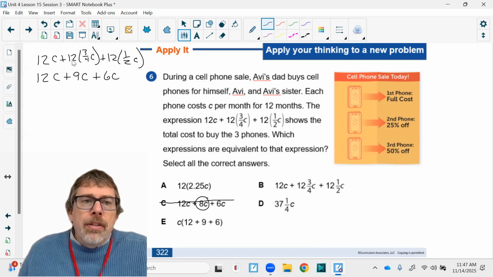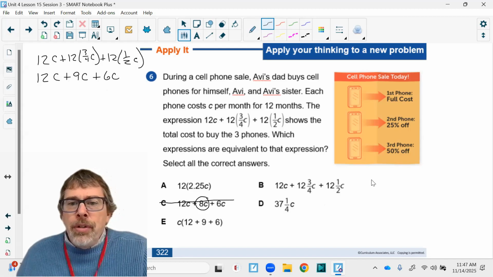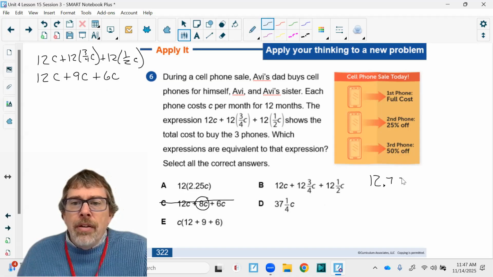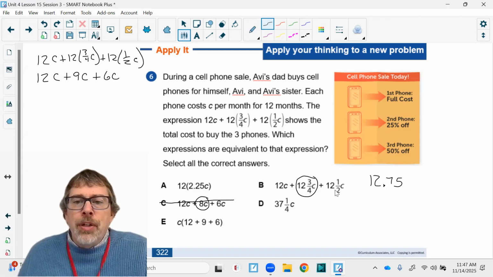Notice these parentheses. 12 times 3/4. So see this 12 and 3/4? If I put that as a decimal, that would be 12.75. That's 12 and 3/4. But if I put 12 times 3/4, that's a totally different thing, because 12 and 3/4 here means 12 plus 3/4. And 12.75 is obviously not equivalent to 9. So B is not correct.